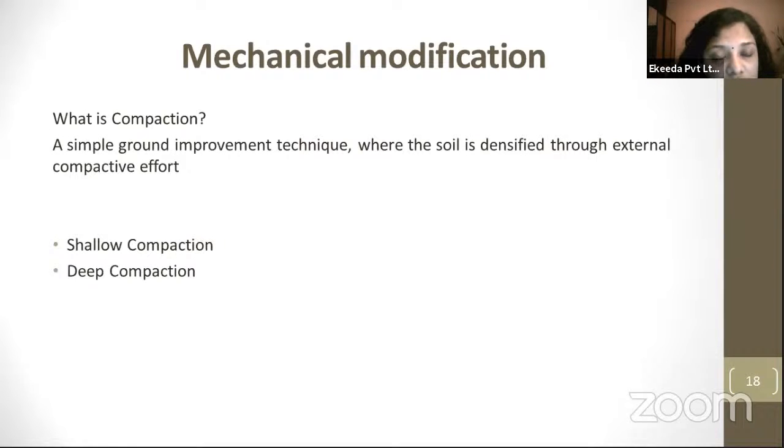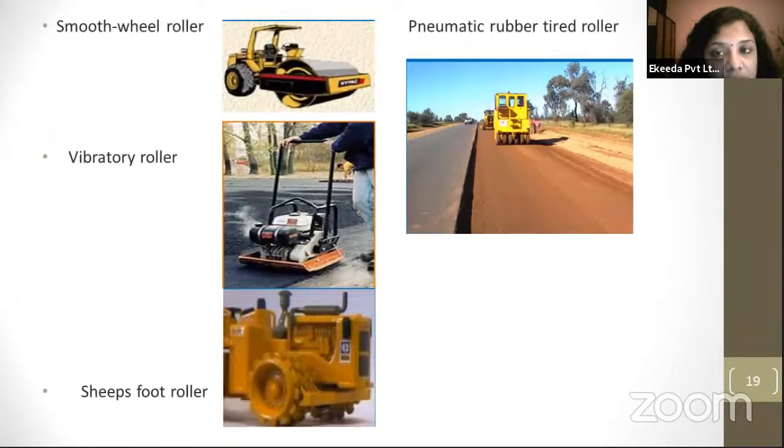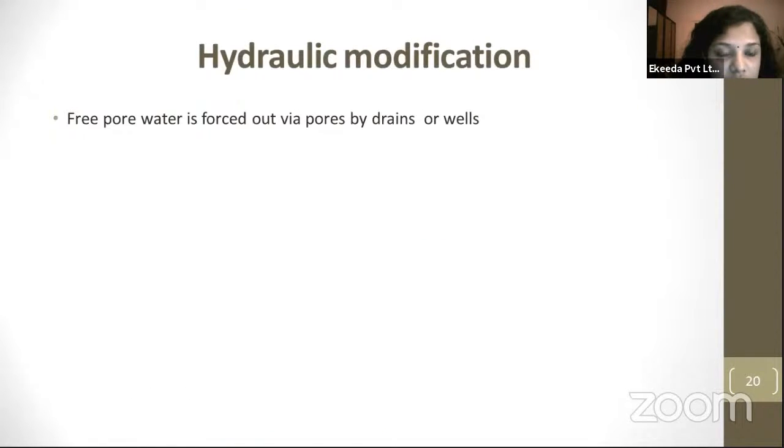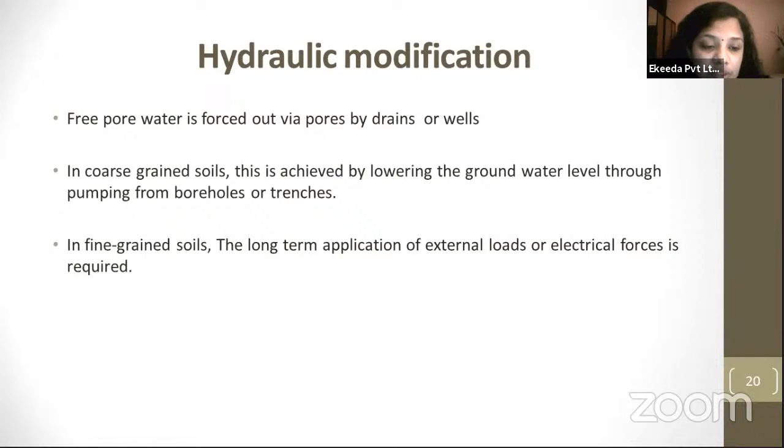And we discussed what mechanical modification is. It is compaction, in which we apply rollers or vibrators over the surface of the soil, thereby expelling the air from the voids. These are the equipments used for compaction. In hydraulic modification, we expel the water from the voids of the soil by consolidation techniques, and it is mainly used in fine grained soil.